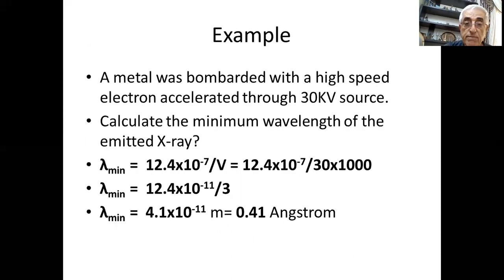Example: a metal was bombarded with high-speed electrons accelerated through a 30 kilovolt source. Calculate the minimum wavelength of the emitted X-ray. Lambda minimum is equal to 12.4 multiplied by 10 to the minus 7 divided by V, substituting the values into the equation. Then lambda minimum will be 4.1 multiplied by 10 to the minus 11 meter, which is equal to 0.41 angstrom. Angstrom is a small unit used for measuring length.